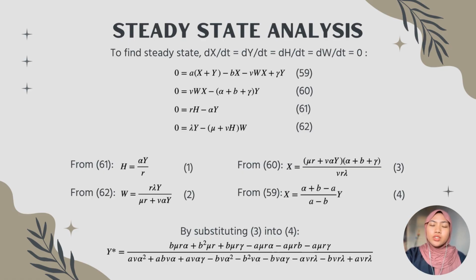Since equations 3 and 4 both represent X, we equate them and also substitute the expression for W. After further simplification, we obtain an expression for Y. Once Y is known, the values of X, H and also W can be found by substituting back into equation 1, 2 and also equation 4. This process allows us to determine all equilibrium points of the model.